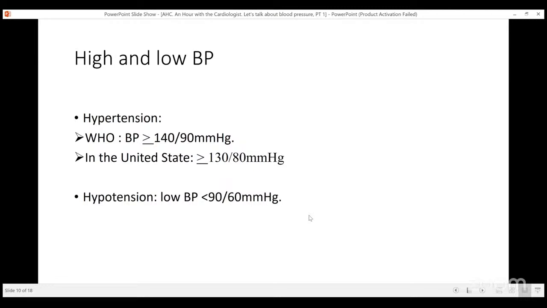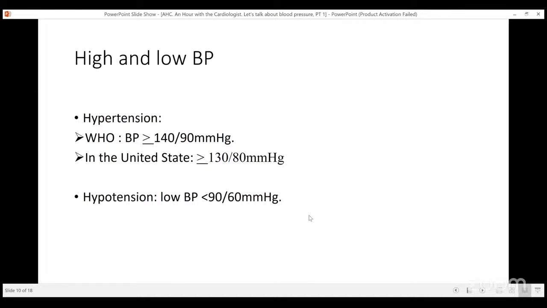All right. Now WHO puts the figure at 140 over 90 and above. In the US it is 130 over 80 and above. All right. So we need to know that.